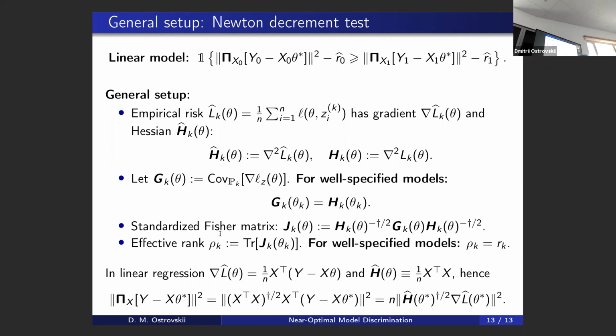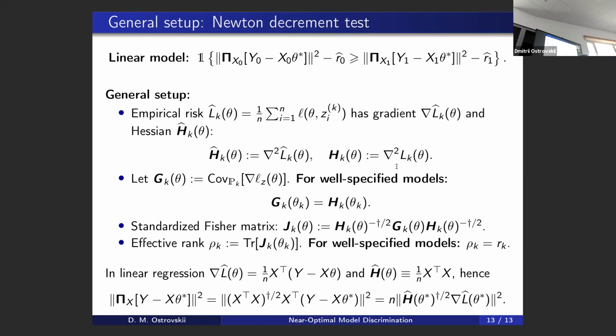Otherwise, I can just introduce the standardized Fisher matrix, so I can rescale G by the H_K. It's my way; it might not be the standard nomenclature, but I just write things this way. And I can introduce the effective rank, which is just the trace of this at the population risk minimizer. In the well-specified case, it's just going to be R_K, the rank of the Hessian. Otherwise I can call it differently, but hopefully it will be similar to R_K if the misspecification is not too crude.